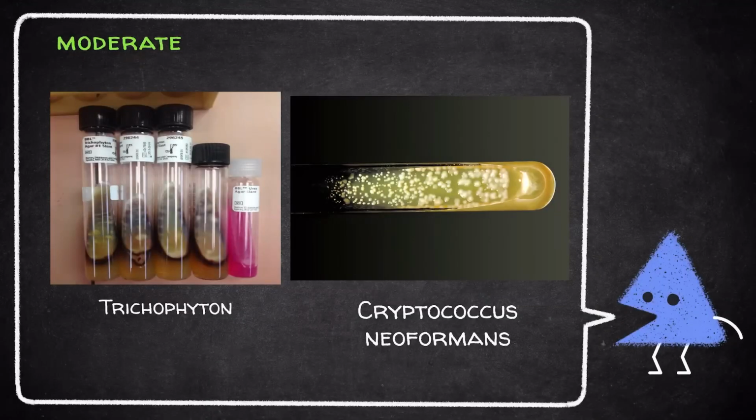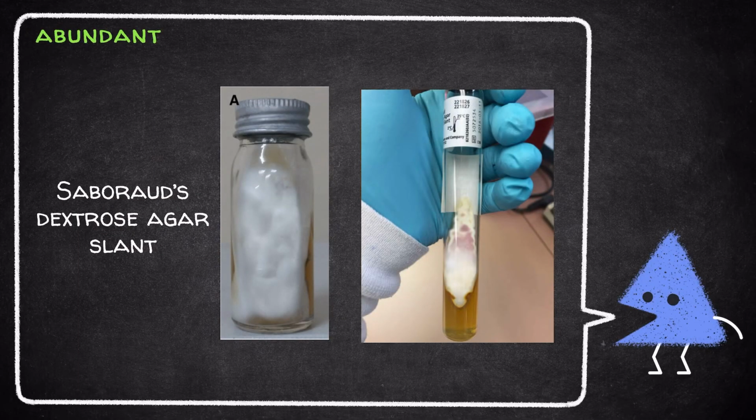The next is moderate. The slide shows a picture of the Trichophyton species, and the next one is the Sabouraud dextrose agar slant culture of the fungus Cryptococcus neoformans grown at 37 degrees Celsius. The last is the abundant growth. The slide shows a Sabouraud's dextrose agar slant.